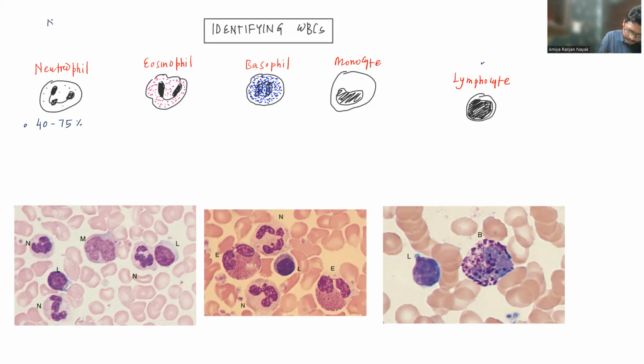Neutrophils constitute around 40 to 75% of the total WBCs. The normal WBC count, you all know, is 4 to 11,000 per microliter. Neutrophils are 40 to 75%. Lymphocytes are second most common, that is 20 to 40%. Third most common, monocytes 4 to 9%. Then eosinophils, around 1 to 6%. And basophils, around 0 to 1%. These are the least common type of WBCs.